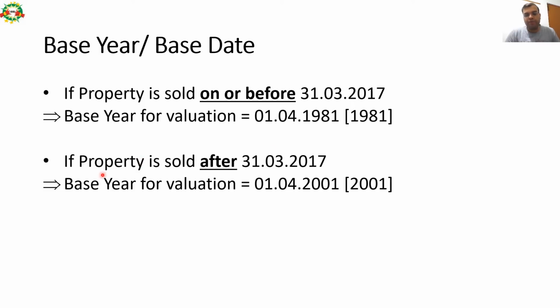However, if property is sold after 31st March 2017, then the base year for valuation will be considered as 1st April 2001. So if property is sold exactly on 31st March 17, then the base year will be 1981. So please note down this slide, because this slide is going to help us a lot in solving the problems.